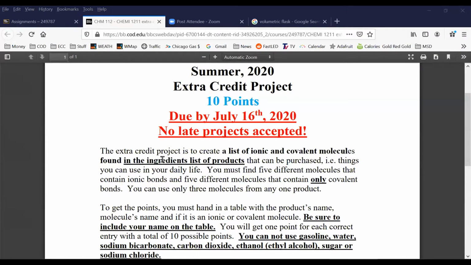The extra credit project is to create a list of ionic and covalent molecules found in ingredient lists of products that you can purchase, in other words, things that you can use in your daily life. You must find 5 different molecules that contain ionic bonds, can't have covalent, and 5 different molecules that contain only covalent bonds. You can use 3 molecules from any one product, which means you've got to look at 4 products. That's my way of making you look around.